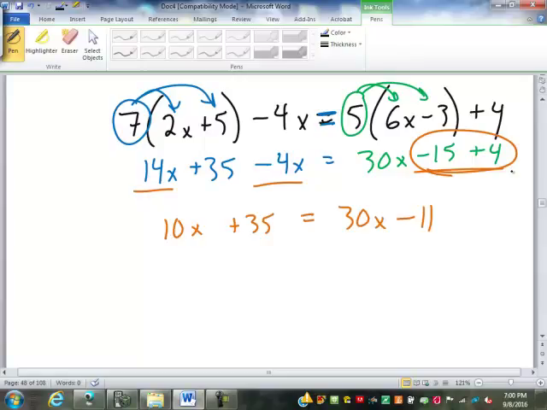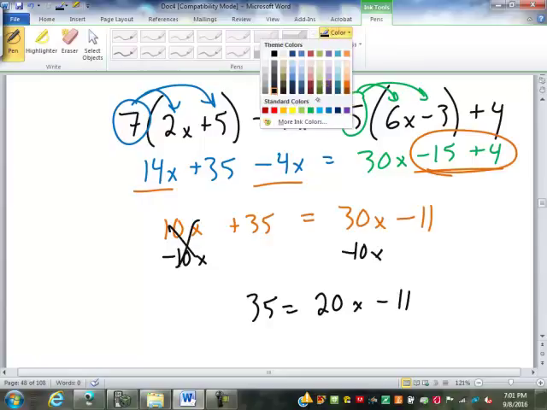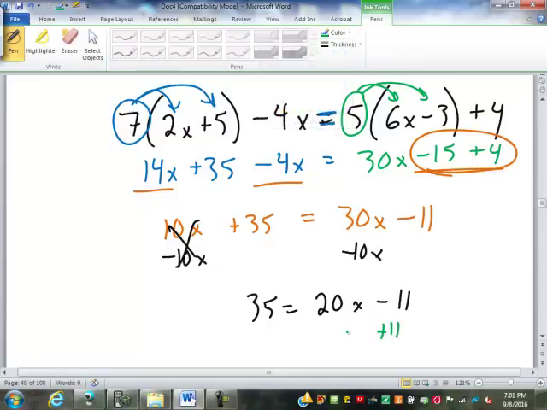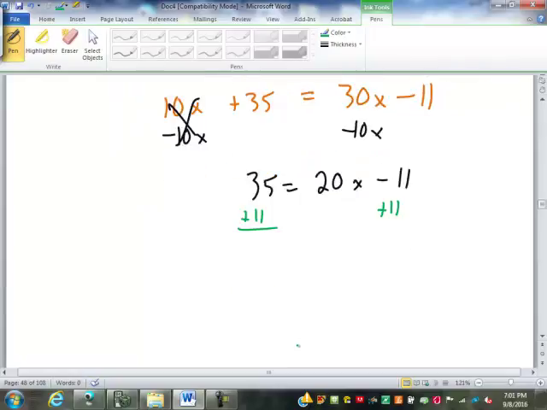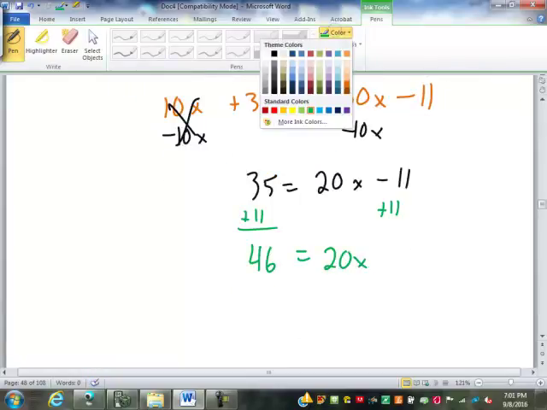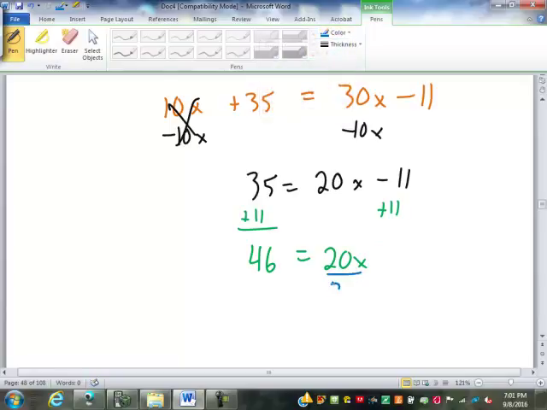It's time to go ahead and start solving. I have variables on each side, which means I have to get rid of one. Which am I going to get rid of? Negative 10x. Subtract 10x, I should say. So 35 equals 20x minus 11. Then what? To add 11. So 46 equals 20x. And then divide by 20.